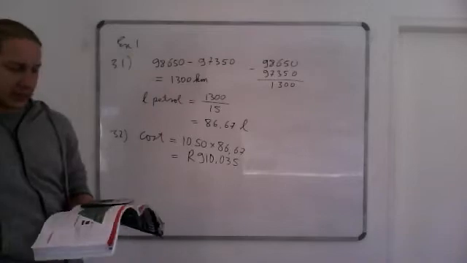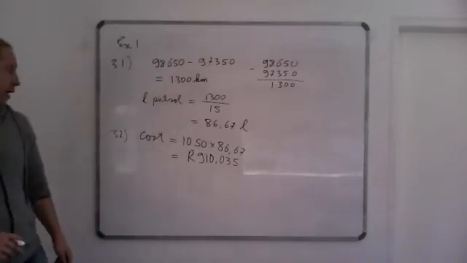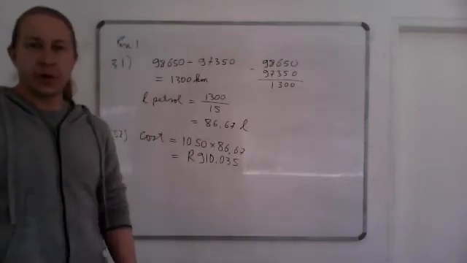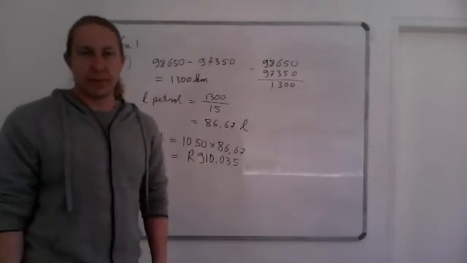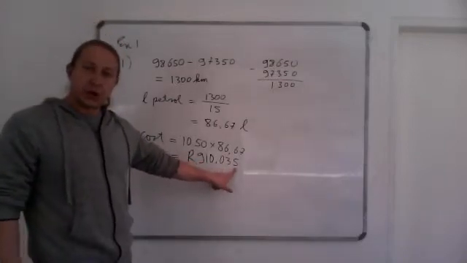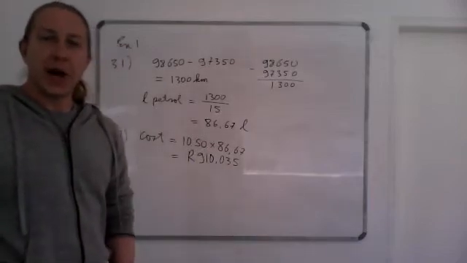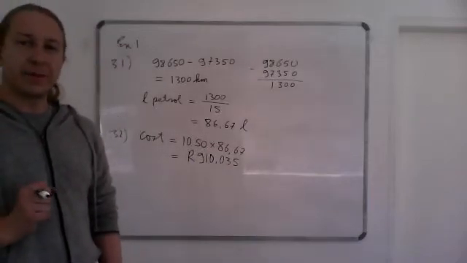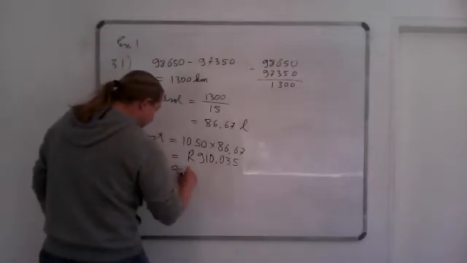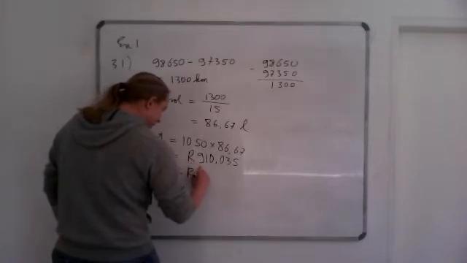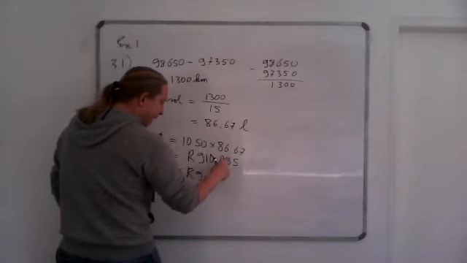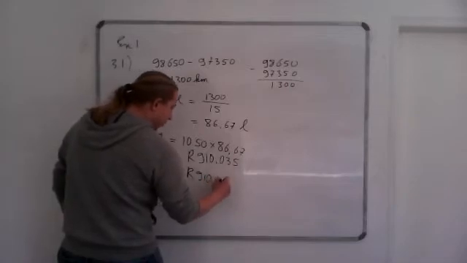Guys, this is the answer that I get: 910 Rand, 0.035 cents. What's wrong with this answer? Can we get a 0.5 of a cent? No. So remember, when we're dealing with money, we have to round things off to 2 decimal places always. So this answer is actually approximately 910 Rand, comma, and how many cents? That 5 will add, so it will be 0.04 cents.